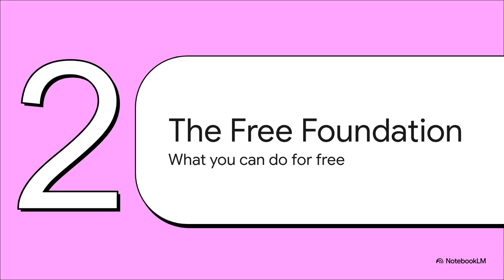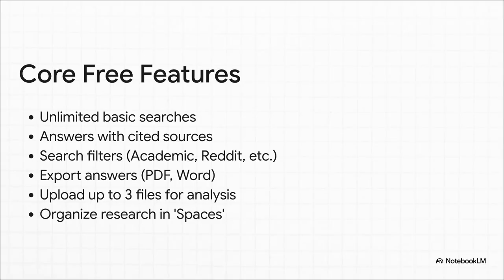Okay, let's talk about the free plan. Because honestly, what you get without spending a single cent is pretty incredible. Let's see how it works. So the free version, it's kind of nuts how much you get. Unlimited basic searches, that's huge. You can even tell it to focus its search on specific places, like just academic papers, or only conversations on Reddit. And it's not just about finding info. You can export your answers and even upload your own files for the AI to read.